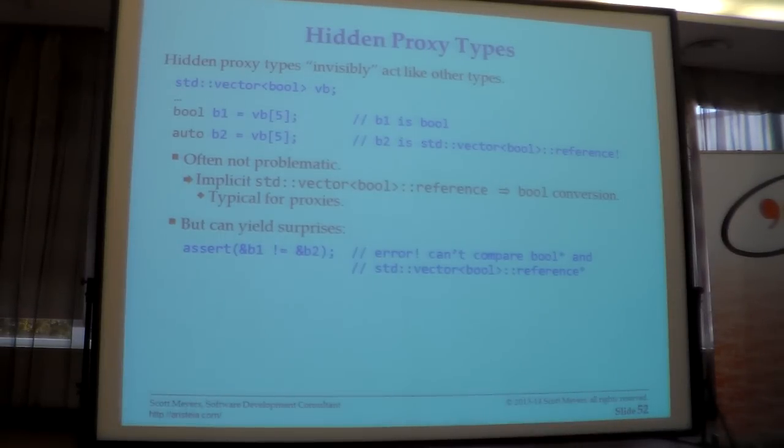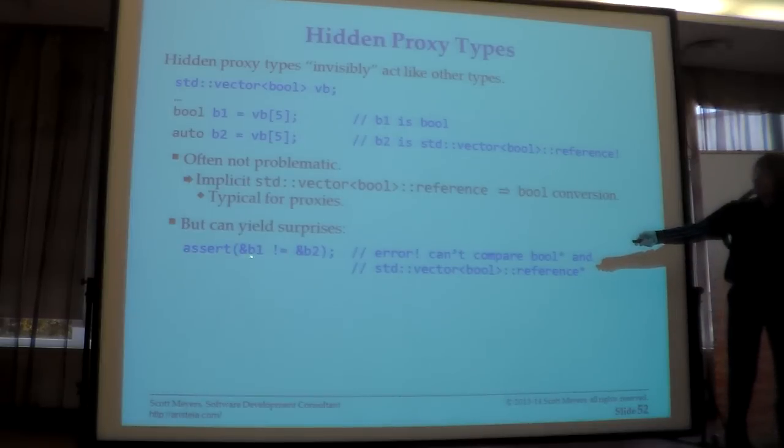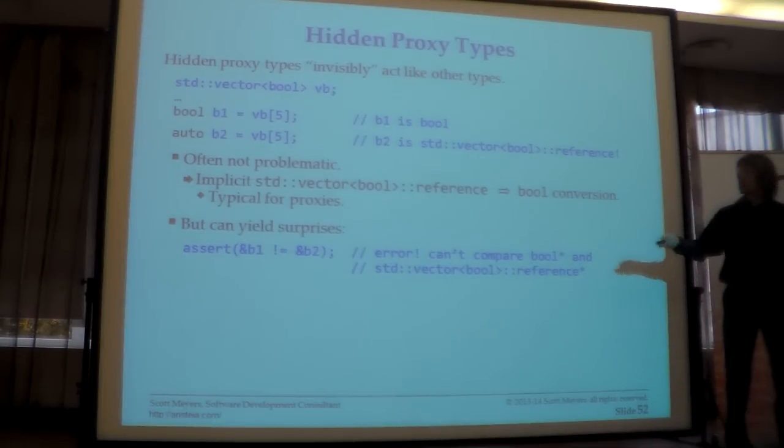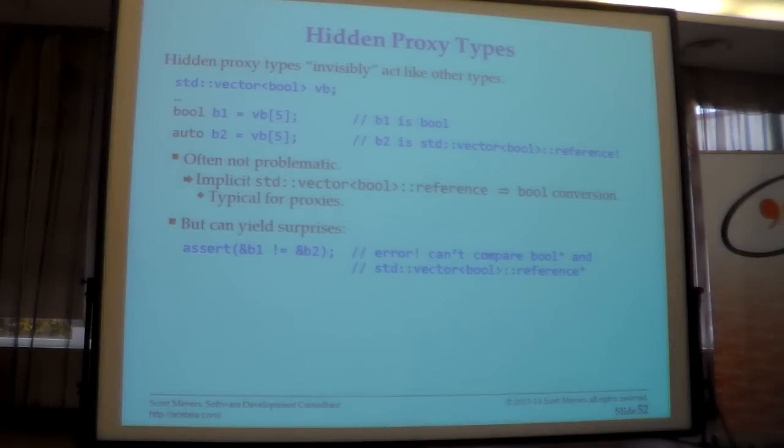Now, most of the time you're not going to be able to tell the difference, but occasionally you will. For example, if I were to assert that the address of b1 is not the same as the address of b2, well, they should certainly have different addresses. They're different local variables. But if I were to assert that, the code won't even compile. The reason is that I'm trying to compare a pointer to a bool and a pointer to a vector of bool::reference. That would be one way you could tell that you're not actually getting a bool like you thought you would.